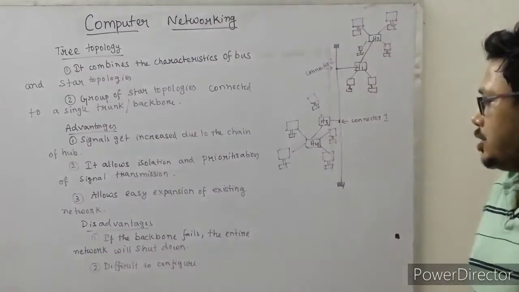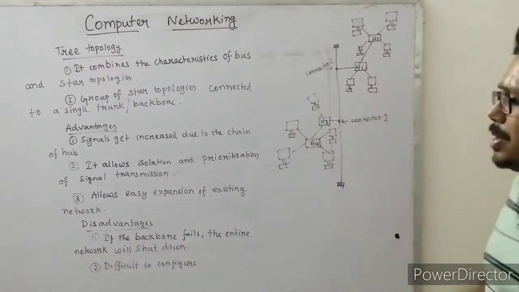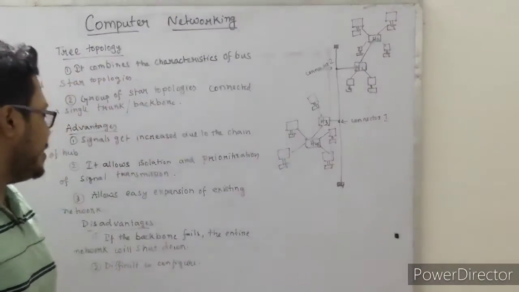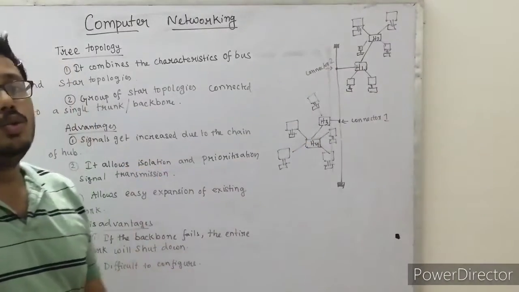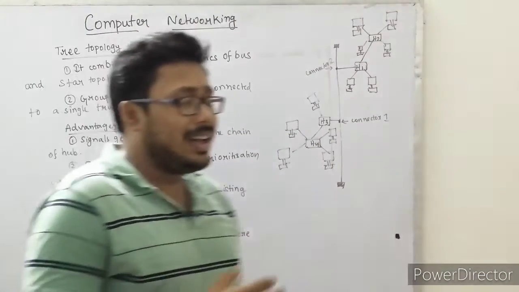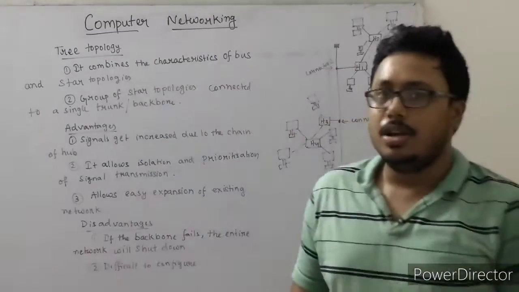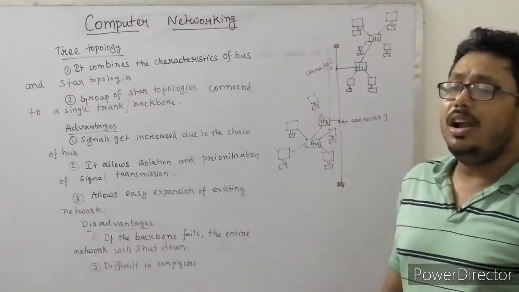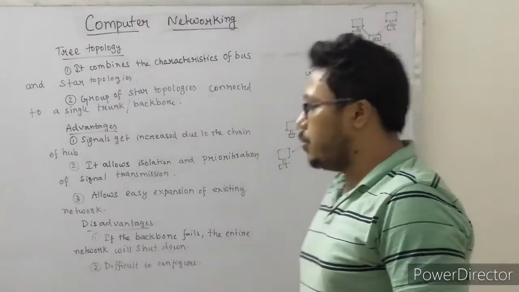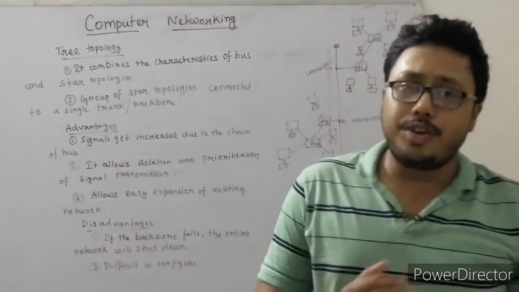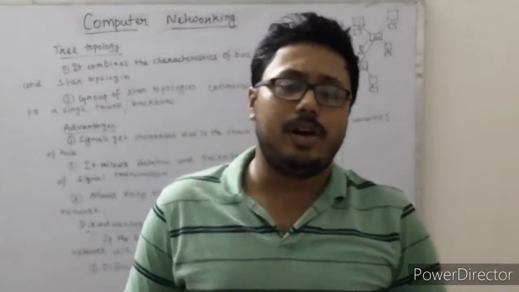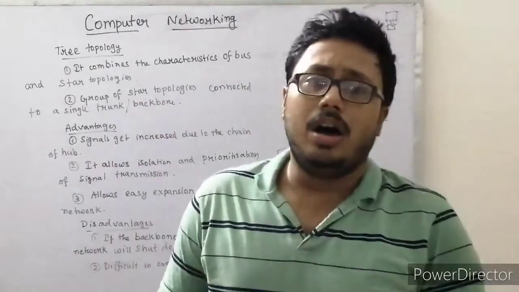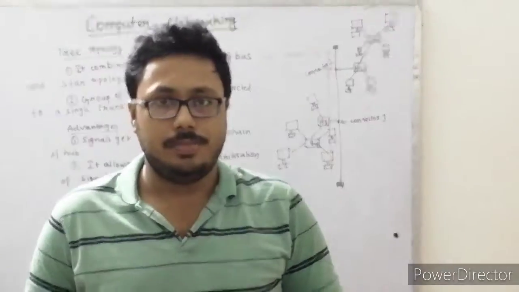Now coming to the next point, that is, it is a very complicated structure. Lots of wires are required. So we can say this is difficult to configure. We have to make multiple complex connections to make this type of topology. So we can say that it is difficult to configure this type of network. So this is all about tree topology, its structure, advantages and disadvantages. Now we will move forward to the next topology, which is known as mesh topology.